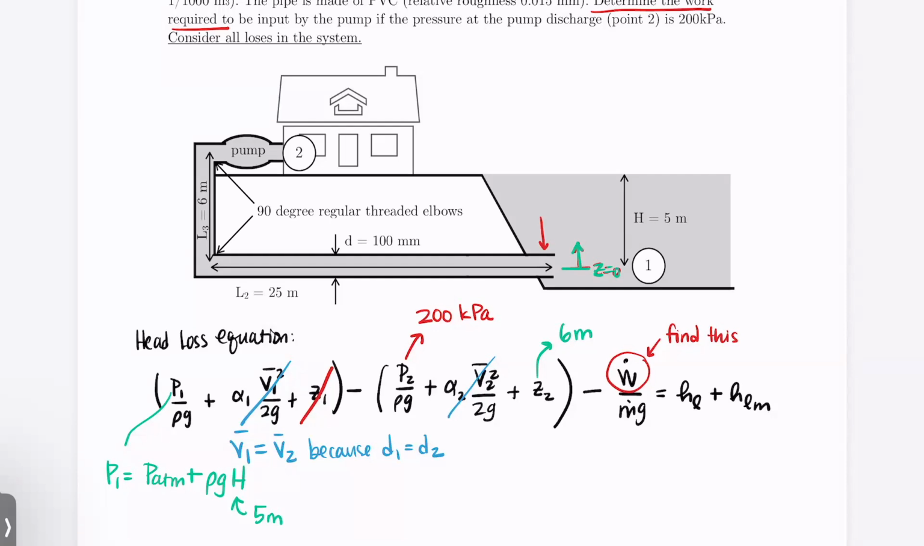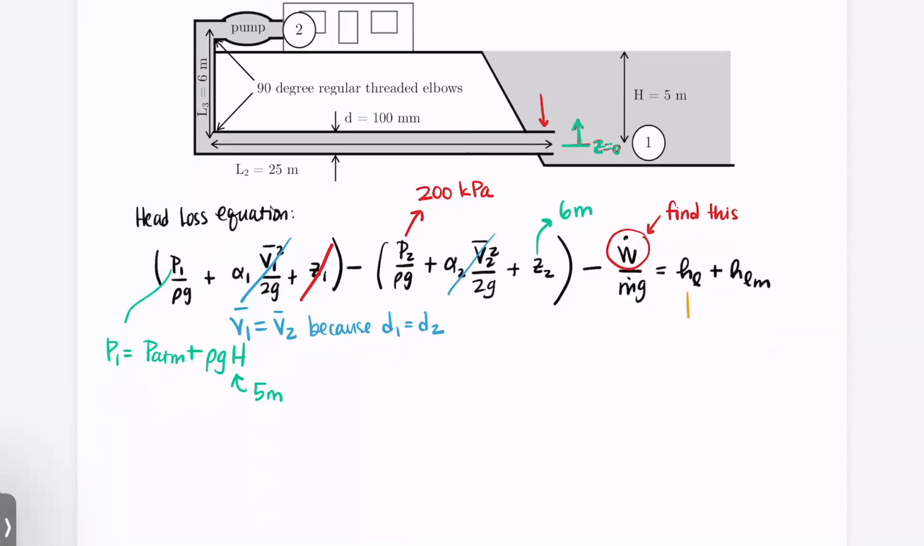And then I would like to just quickly make a few notes about minor and major losses. So major losses, what do we got? All of the piping is the same diameter. So how much length do we have? We have a 25 meter section and then a 6 meter section. So we have 31 meters of D equals 100 millimeter pipe. All right, so we'll have that to contend with.